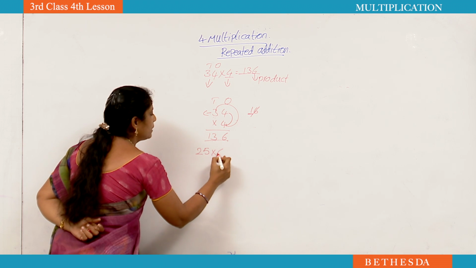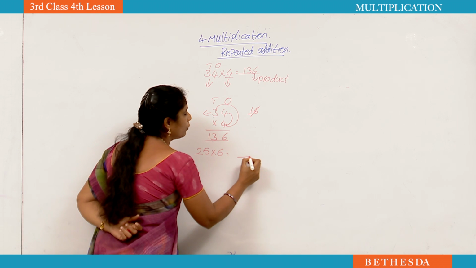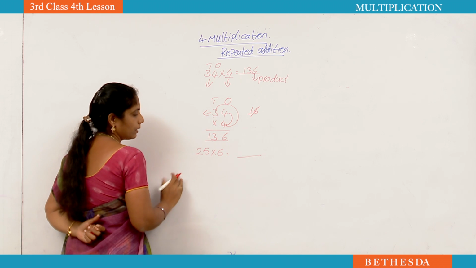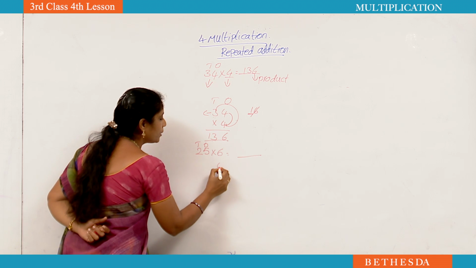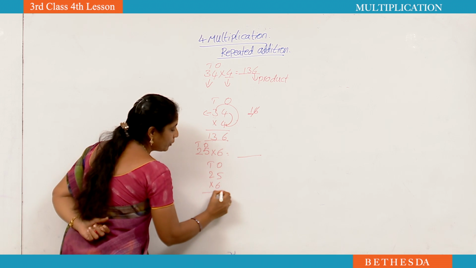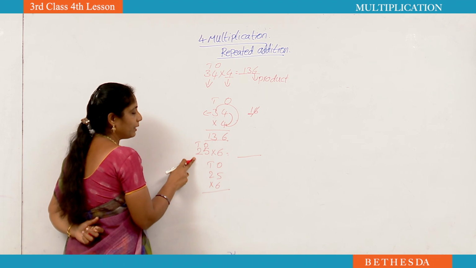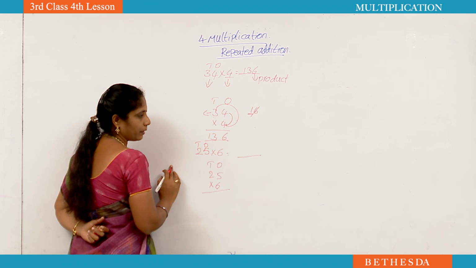25 into 6. For this we have to find out the product. See, write place values ones, tens. Now arrange those numbers. 25 into 6. Now which table do we need? To multiply these numbers we need the 6 table. With 6 we have to multiply the given numbers.